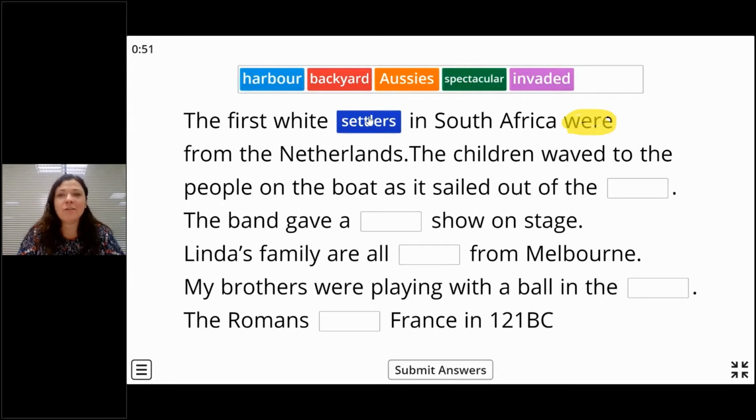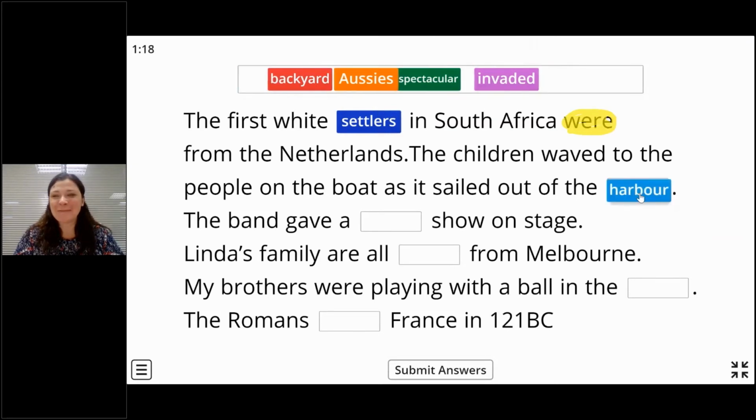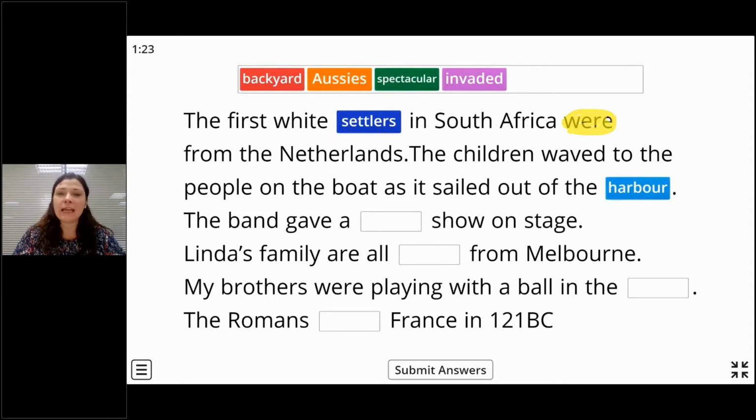Next, the children waved to the people on the boat as it sailed out of there. So the boat sailed out of, yeah, it was at one place and now it goes to an open sea, to open waters. So what word is this? The place where boats can have rest. Harbor. Yes, great job.